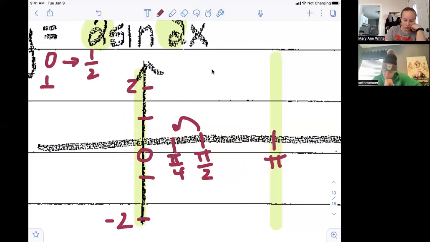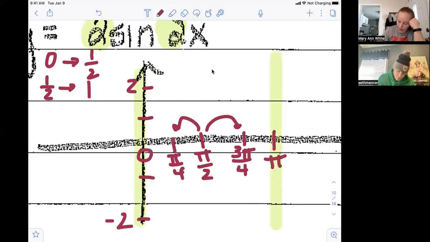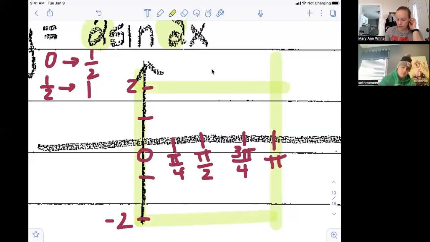Similarly, I'm going to ask myself what's between 1/2 and 1. So what's between pi over 2 and pi? And that's just adding another fourth over there. So that's 3/4 pi, or 3 pi over 4. You okay with that so far? Perfect. Okay, I just drew the rest of my boundaries.